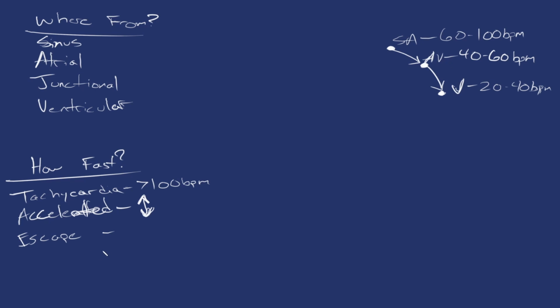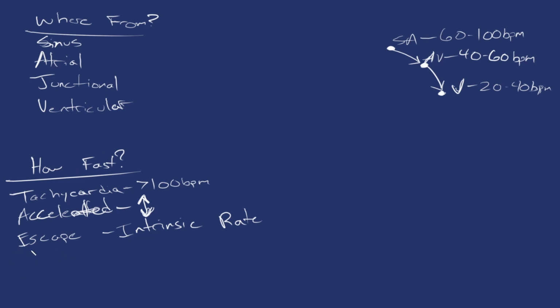The escape rhythm is the intrinsic rate. So if we say the junctional had an intrinsic rate of 40 to 60 beats per minute, if we see a junctional rhythm happening at a rate of say 50 beats per minute, it's within its intrinsic rate, it's an escape rhythm. If that rate was going at 80 beats per minute, because it's in between tachycardia greater than 100 and the escape rhythm at the intrinsic rate of 40 to 60, we have an accelerated junctional rhythm.